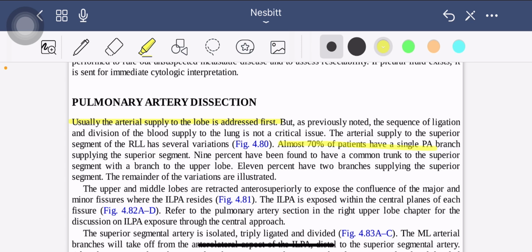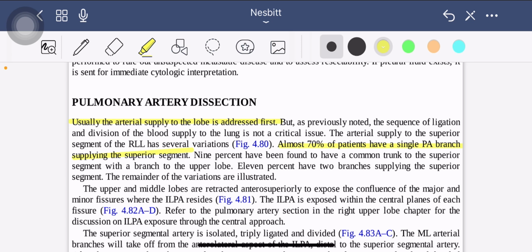Arterial supply to the superior segment of the right lower lobe has several variations. Almost 70% of patients have a single pulmonary artery branch supplying the superior segment, and in some a common trunk to the superior segment with the branch to the upper lobe is found. 11% have two branches supplying the superior segment. The remainder of the variations are illustrated.